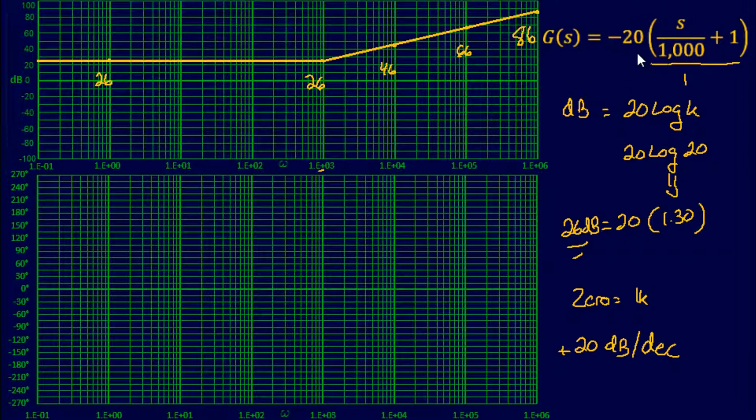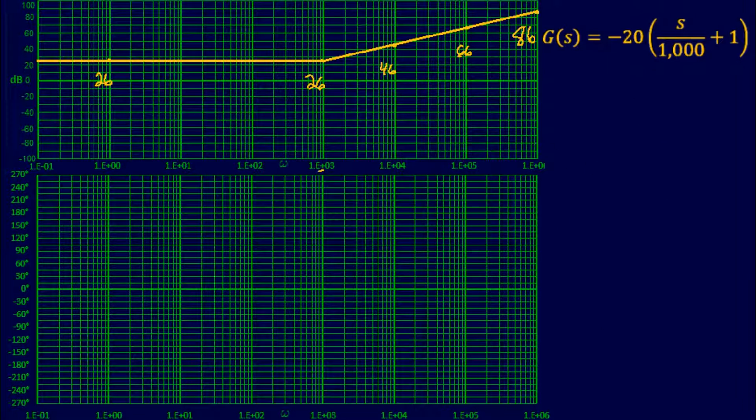Now you're probably thinking, what about this negative sign? Well, as we talked about earlier, and we talked about in the slides, a negative K does not affect us right now. It will affect us when we do the phase response. So let's jump right into that. So let me clean this up. Well, here's where it gets fun.